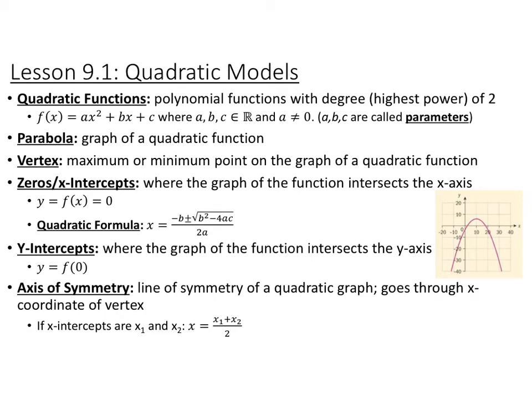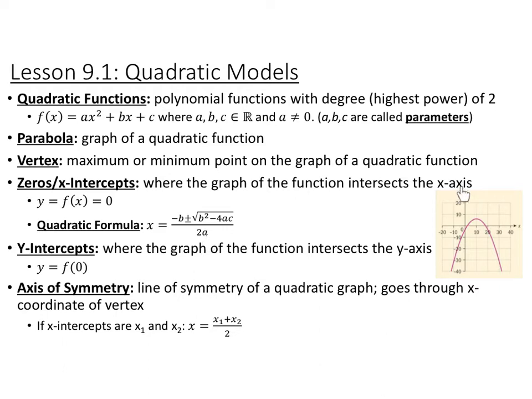The vertex is the maximum or minimum point, so that turning point. The zeros or the x-intercepts are where the graph crosses the x-axis, so where your y or f of x is equal to 0. So you can solve this by factoring if the quadratic factors, completing the square, or quadratic formula. So if you have a, b, and c, the quadratic formula says that x is equal to negative b plus or minus the square root of b squared minus 4ac all over 2a.